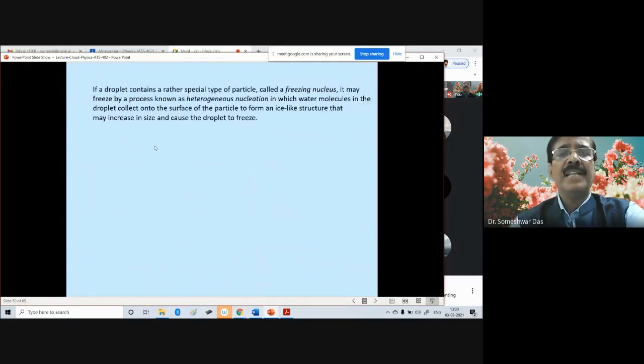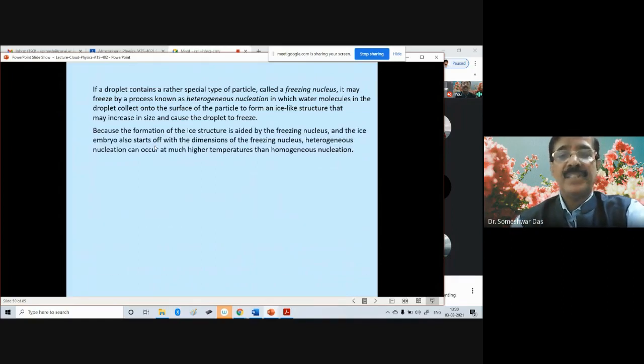If a droplet contains a rather special type of particle called a freezing nucleus, it may freeze by a process known as heterogeneous nucleation, in which water molecules in the droplet collect onto the surface of the particle to form an ice-like structure that may increase in size and cause the droplet to freeze. Because the formation of the ice structure is aided by the freezing nucleus, and the ice embryo starts off with the dimension of the freezing nucleus, heterogeneous nucleation can occur at much higher temperatures than homogeneous nucleation.